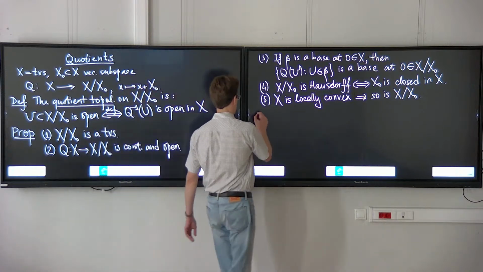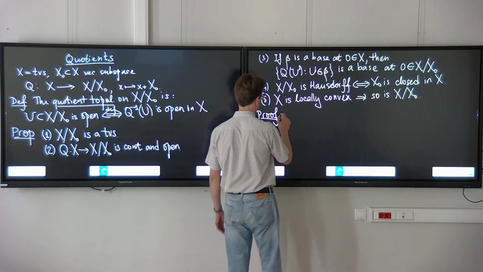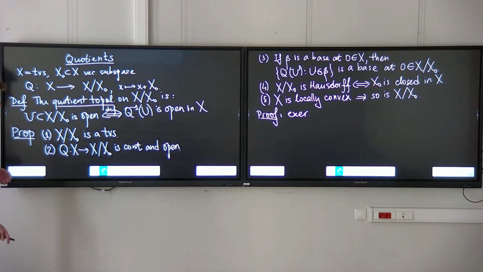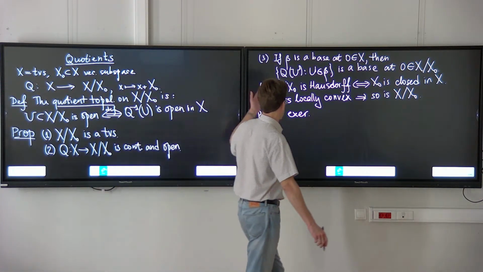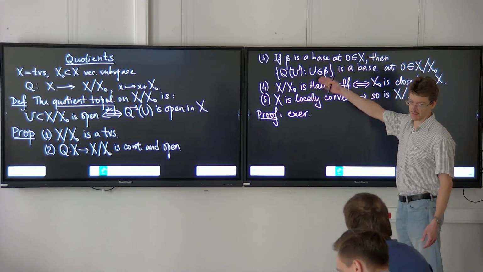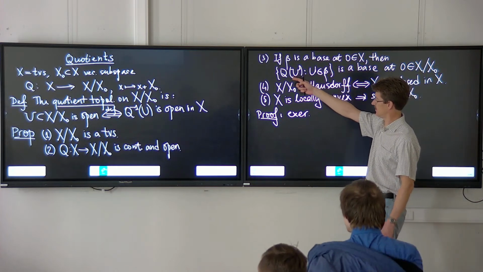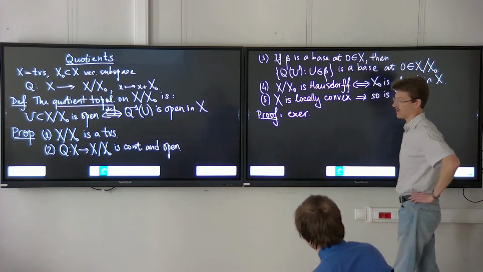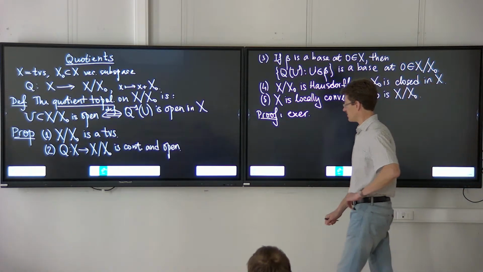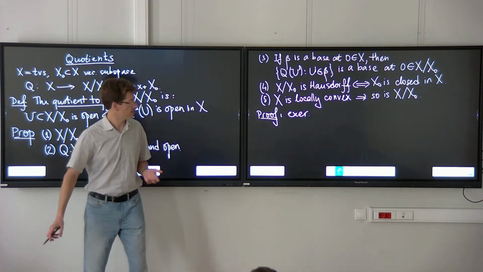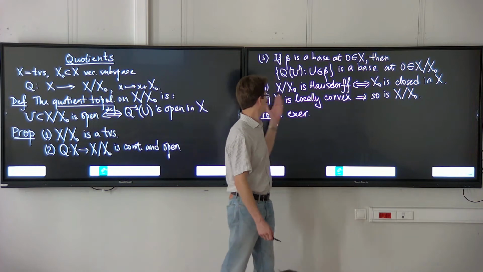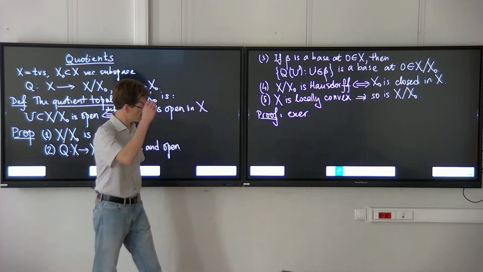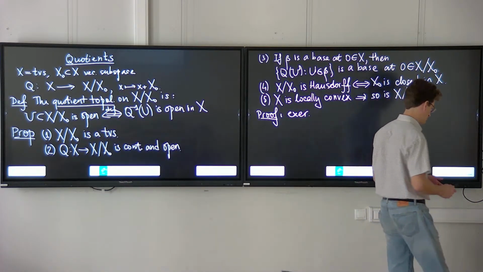Well, the proof is an exercise for you. It is more or less straightforward. Actually, almost everything is almost immediate from the definition of the quotient topology. For example, 5 is immediate from 3, because if beta consists of convex sets, then all sets of the form Q of U are also convex. Maybe the only point which is not entirely trivial is the right to left implication in 4, so to prove that if X0 is closed, then the quotient is Hausdorff. But this is not very hard. It's a useful exercise.